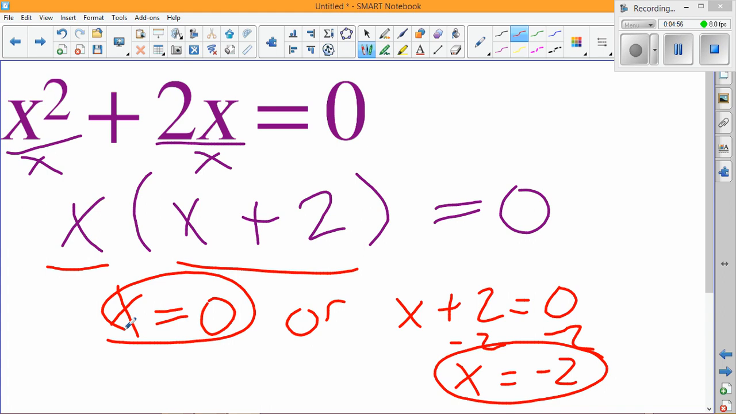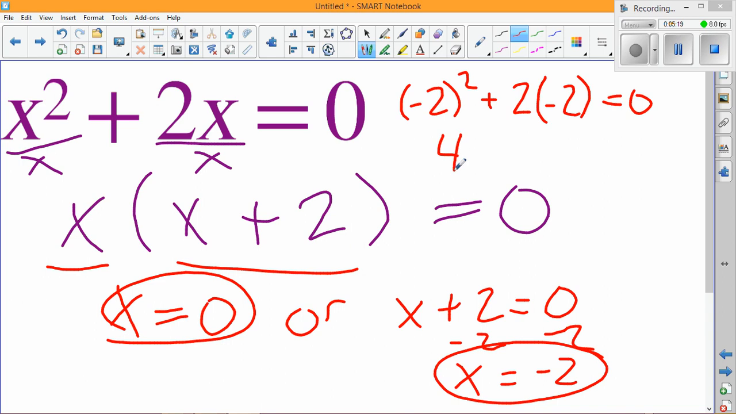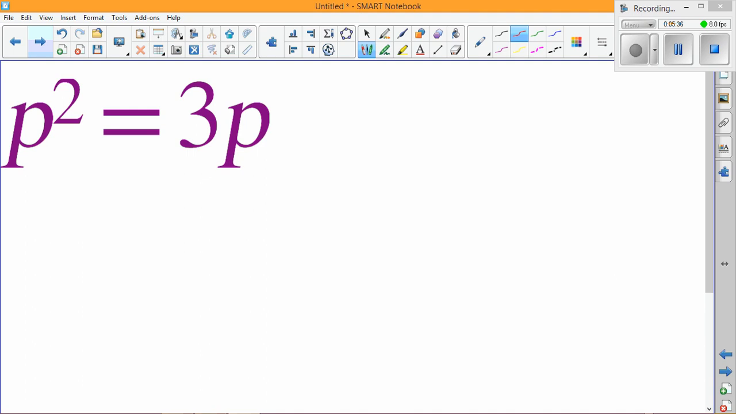And furthermore, we can even check that. And we'll see that 0 squared is 0, and 0 plus 0 is 0. 2 times 0 will give us 0 as well. If we plug negative 2 in, it's a little more interesting. Negative 2 squared is 4, and 2 times negative 2 is negative 4, and negative 4 plus 4 is equal to 0 as well. So both of our solutions work, and we are able to do it in just a couple steps.